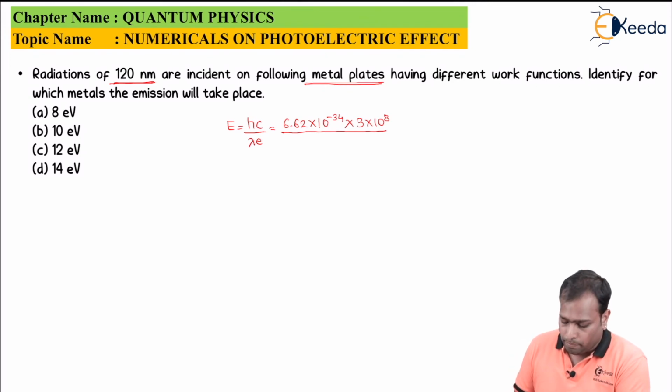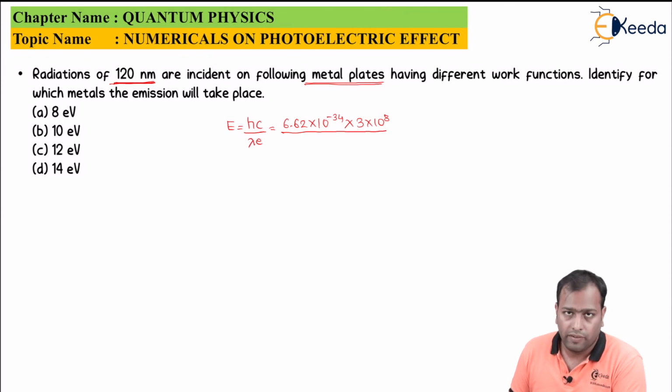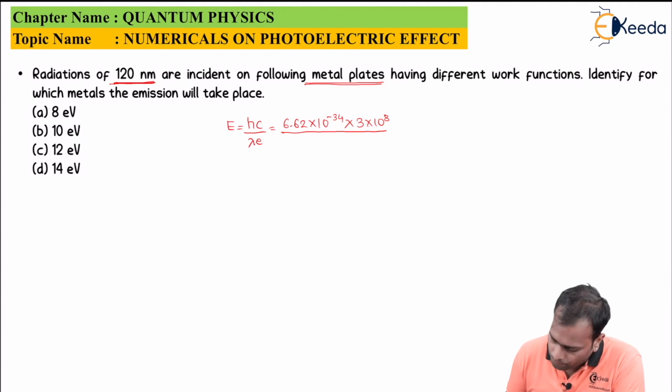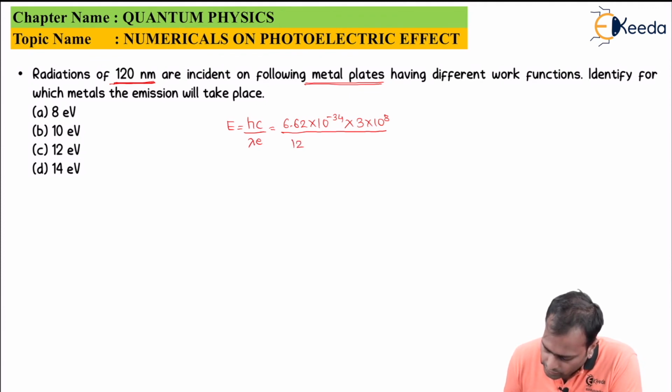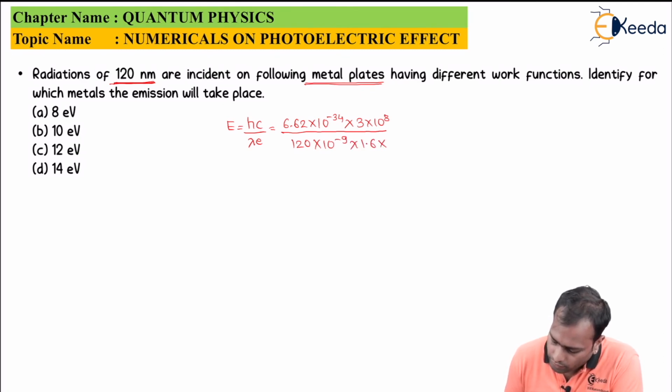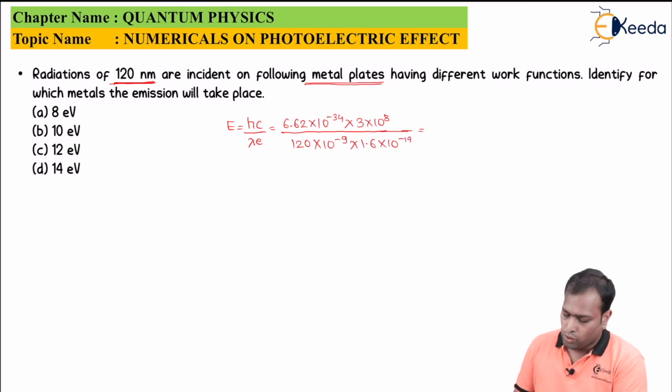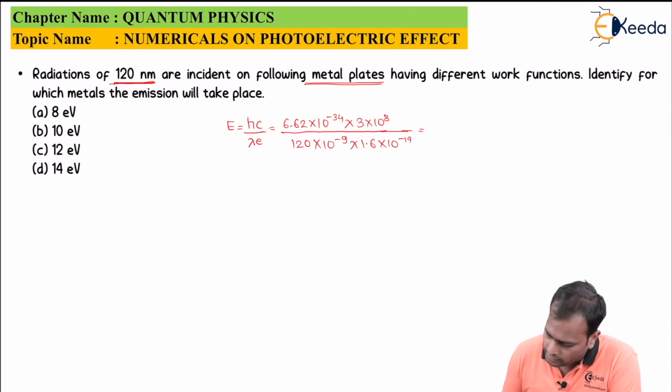Now make sure that lambda is not always given in terms of Angstrom. Whenever you are given it in terms of nanometers, make sure the conversion factor is 10 raised to minus 9, and don't get confused with the 10 raised to minus 10 which we normally use. So that could be the step that could be confusing. It's 120 into 10 to the power minus 9 times e, that is 1.6 into 10 to the power minus 19. On solving this, you'll be getting the value as 10.31 electron volt.